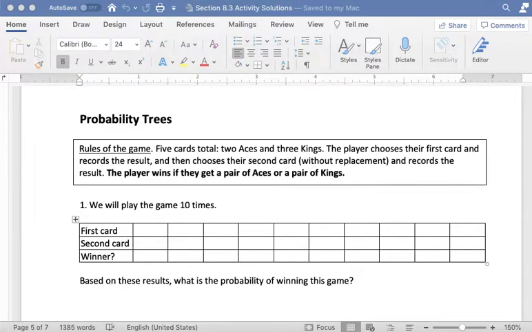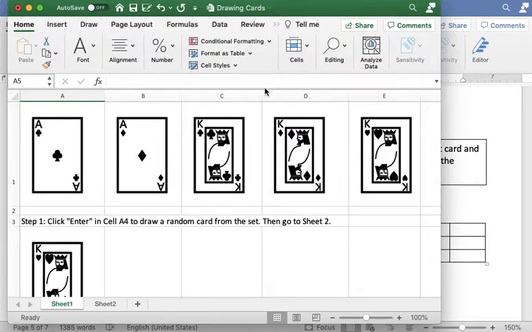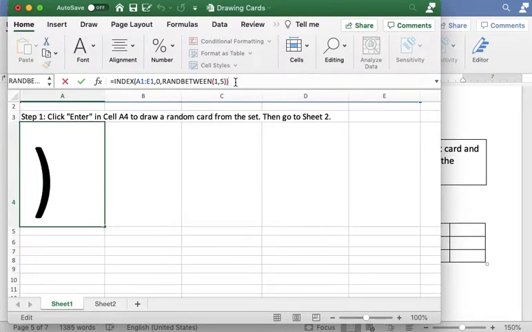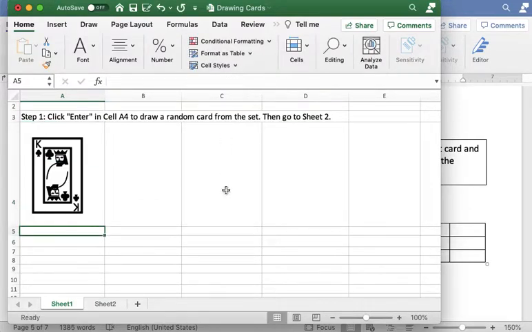I'm also going to put this Excel spreadsheet that I made to go through the game in Blackboard, so you can use this as well. It's probably easier if you use actual cards, but this works too. So here I have my 2 aces and my 3 kings. This is my set of cards. What you're going to do is click on cell A4, and then you're going to see here the formula bar. You're going to put your cursor in the formula bar and click enter, and that's going to randomly choose a card. So I got the king of clubs.